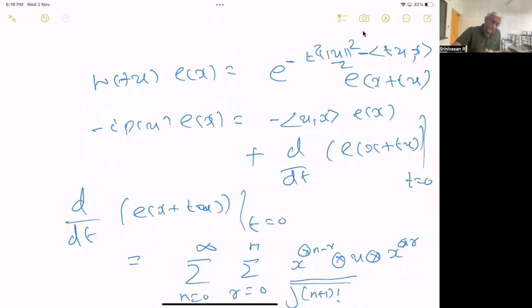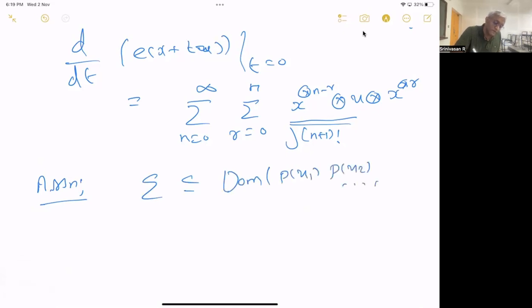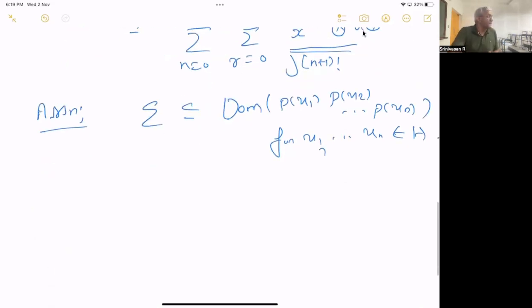Okay. Now I give you the assignment, which is a bit more messy, but you better do it. I want you to do the following. The exponential domain E is contained in the domain of P(u1), P(u2), up to P(un), for u1 up to un in H, of course. Let me just tell you what you have to do. So this is the assignment. It's just the product.